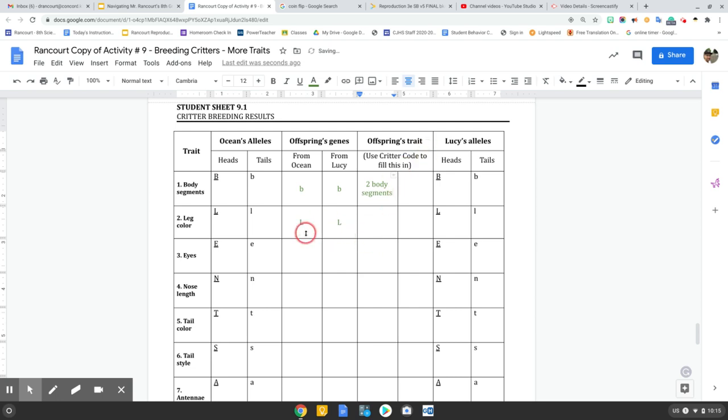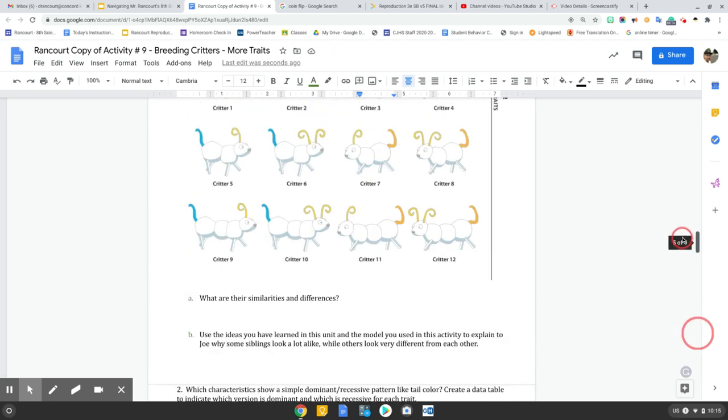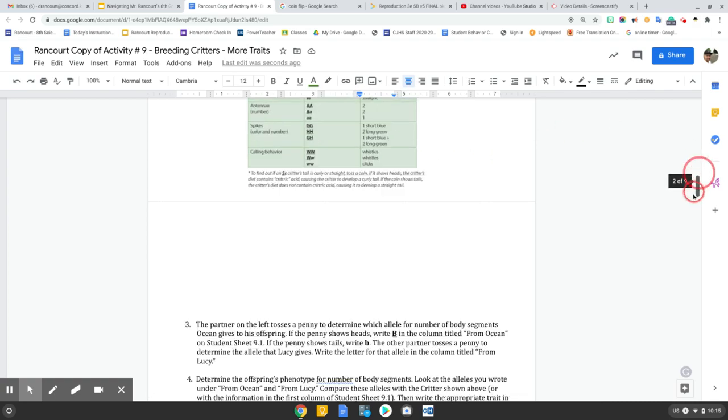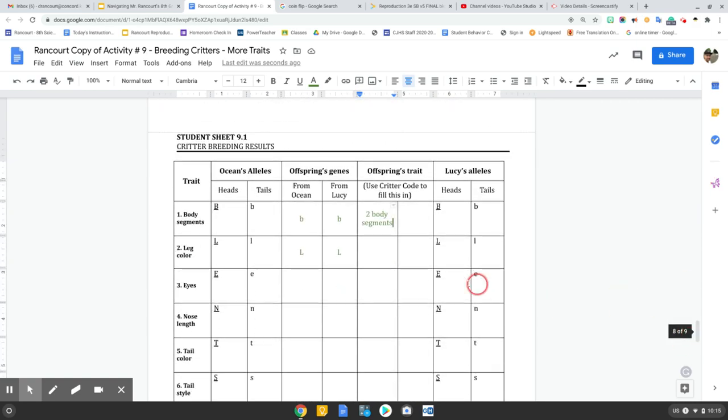The same thing, I've got little l for leg color. So let's go back up real quick and see what big L stands for. Notice big L stands for blue legs. So I'm going to come right back down here and type blue legs. Don't worry about this column right here. What I think happened is that we can't get rid of the line to split it to make it one single cell, so there's just an extra cell. Just make sure that you're typing the offspring trait in this column right here.